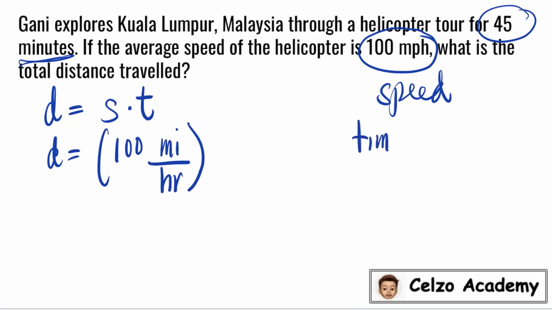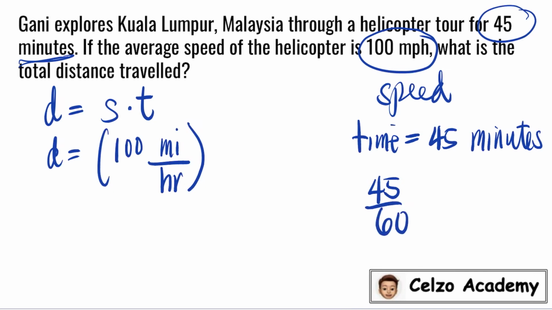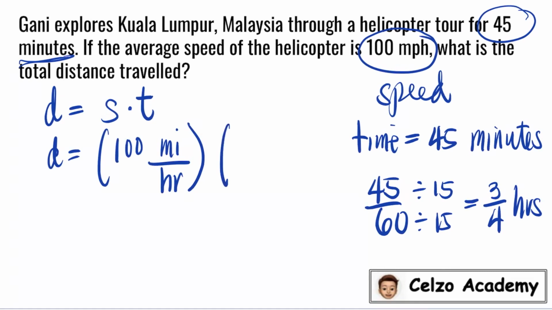Since the time is in 45 minutes, we need to convert this first into hours to match with the unit of our speed in miles per hour. Since 1 hour is 60 minutes, then we divide 45 by 60 to change it into hours. Reducing 45 over 60 into simplest fraction, we can divide both numerator and denominator by 15. So this is equal to 3 over 4. So 45 minutes is equivalent to 3/4 of an hour.